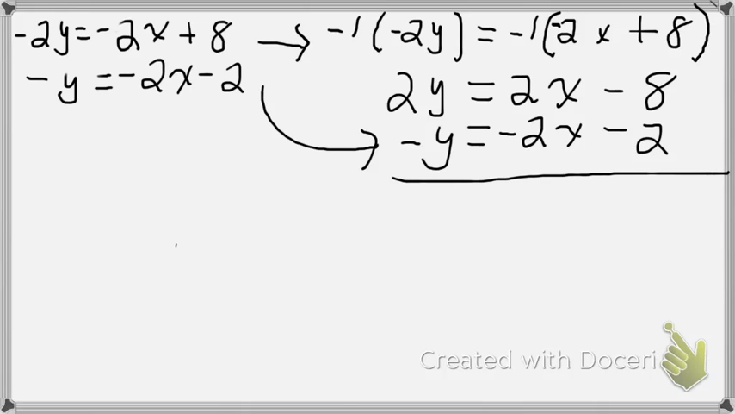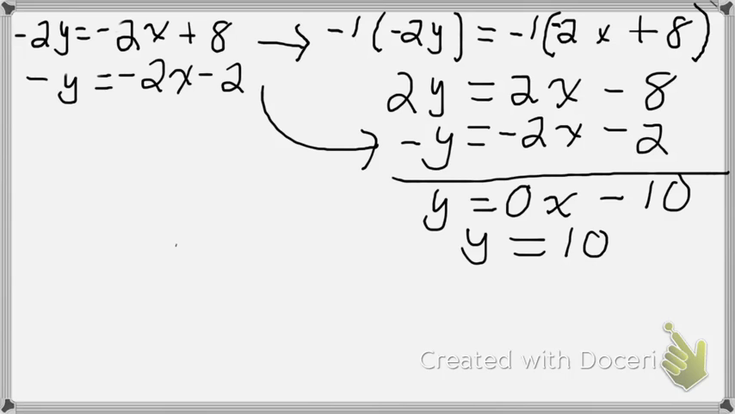So why don't you stop the video right now and copy down the work that you see on the screen right now. Okay, now that you've got this copied down, go ahead and add these equations together and see what you get. So stop the video again, please, and add these equations together. You should have ended up with y equals 0x minus 10, which tells us that y is equal to 10.